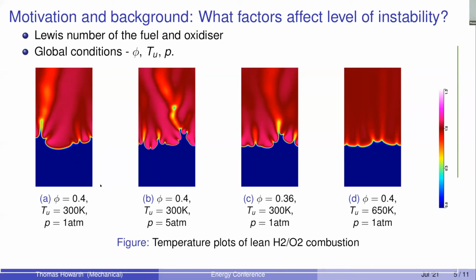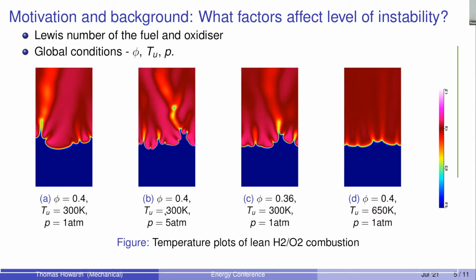So here we can see some pictures. These are temperature plots. The blue is cold, and red is the standard exhaust temperature, and pink means we've got hot spots occurring. So here is the base case we used. We had a fuel-to-air ratio of 0.4, 300 Kelvin premixed gas, atmospheric pressure, and we see this level of wrinkling occurring.